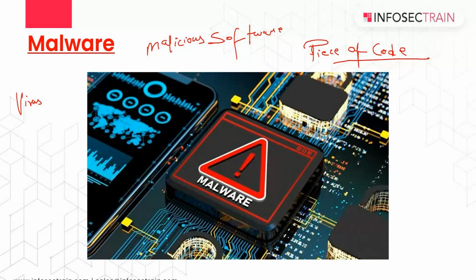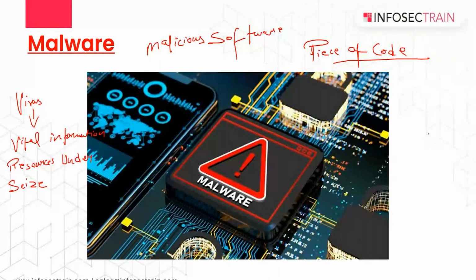So when we are talking about virus, virus is an acronym which stands for Vital Information Resources Under Siege. What it does, virus is a piece of code which will infect your files inside the system, but it cannot travel over the network. Then there is a worm. A worm can travel over the network, but a virus cannot.